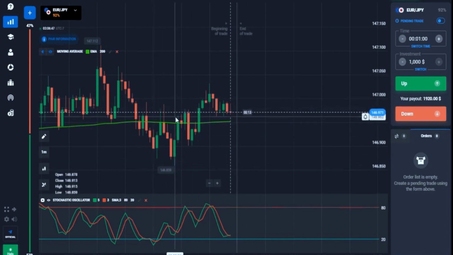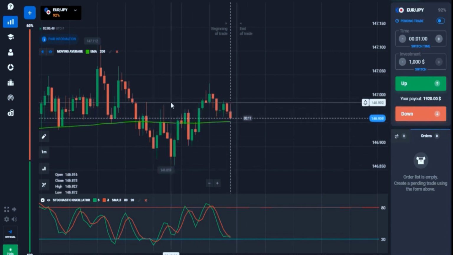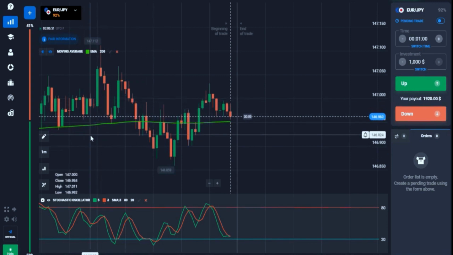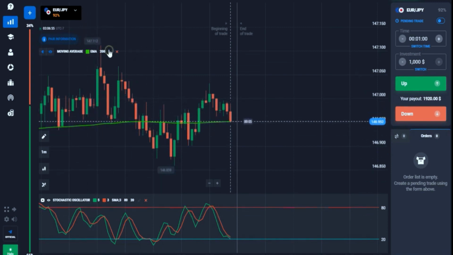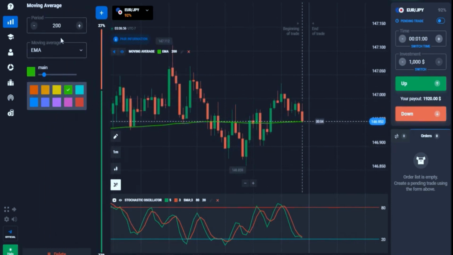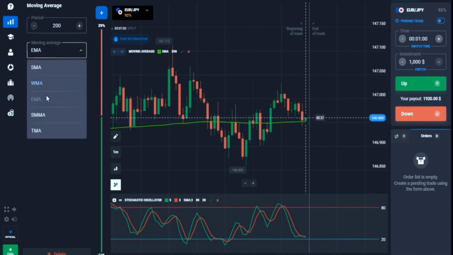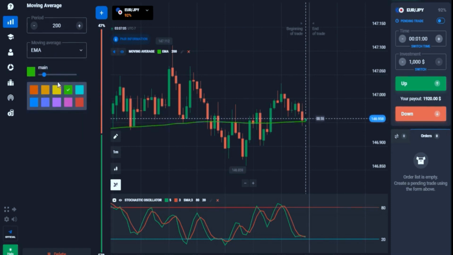Over here we're using two indicators. The first indicator I'm using is a moving average, and the second one is the stochastic oscillator. My moving average setting is easy. The period I'm using is 200. Of course I'm using the moving average as an EMA. I use green color right here, and I make the line a little bit thicker. So that's pretty much the setting for the moving average.